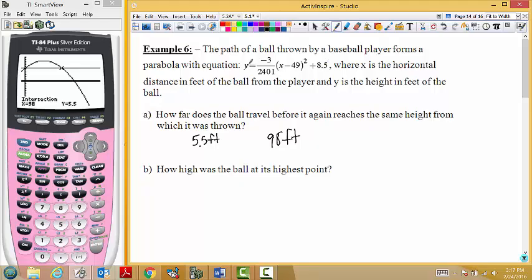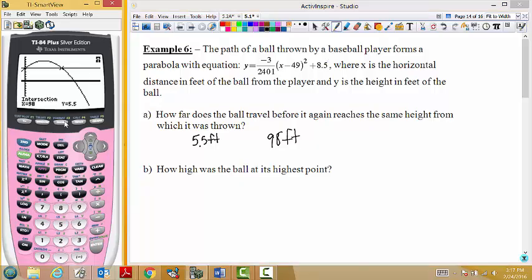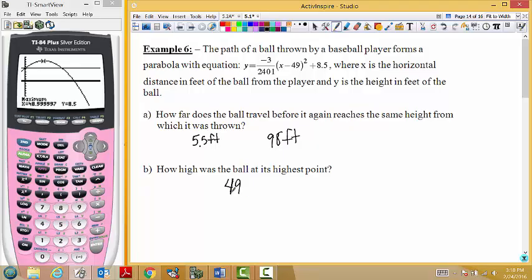How high was the ball at its highest point? 8.5. Okay, and you don't know how I got that. Hit second, trace. You want the maximum, which is number 4. Left bound. Right bound. Enter, guess, enter. 48.9997 and 8.5. So that would round to 49 and 8.5.